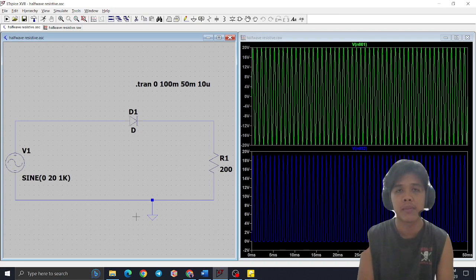My name is Muhammad Aiman and I will present to you about controlled and uncontrolled half wave rectifier. So for the first circuit, as you can see, we use a half wave resistive. To make the circuit, we use a signal component, then one diode, then a resistor, and the last one is ground.